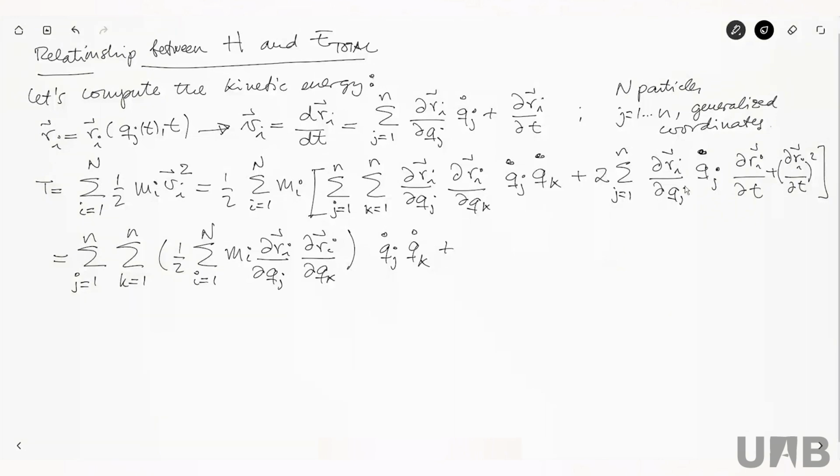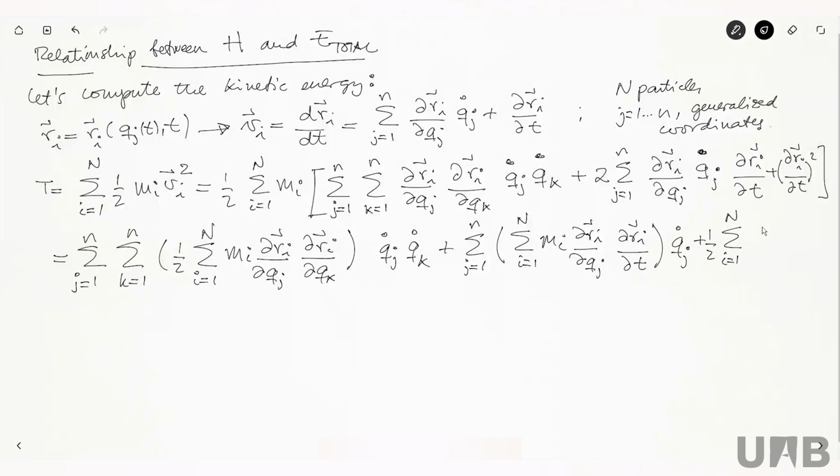And now the linear term in q dot is going to be the sum from j equals 1 up to n of the sum from i equals 1 up to capital N of m_i, derivative of r_i with respect to q_j, derivative of r_i with respect to t, times q dot j, plus 1/2 of the sum from i equals 1 up to capital N of m_i, derivative of r_i with respect to t, whole thing squared. So that's what I have.